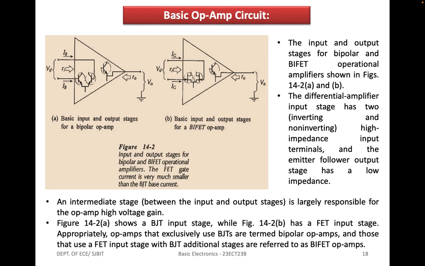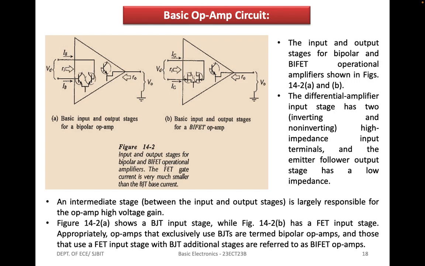Coming to the basic op amp circuit. Here the basic circuit of an IC operational amplifier is shown. The actual op amp internal circuitry is much more complex. The differential amplifier input stage has two inverting and non-inverting high impedance input terminals, and the emitter follower output stage has a low impedance. An intermediate stage between the input and output stages is largely responsible for the op amp's high voltage gain.